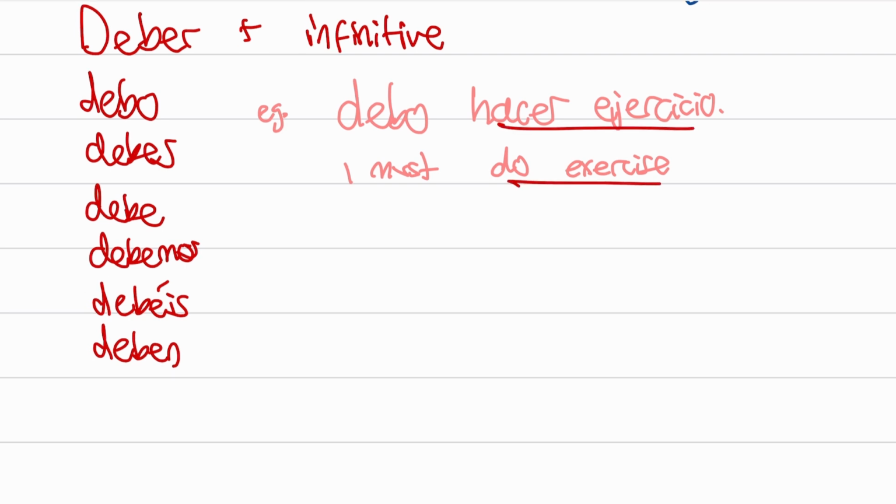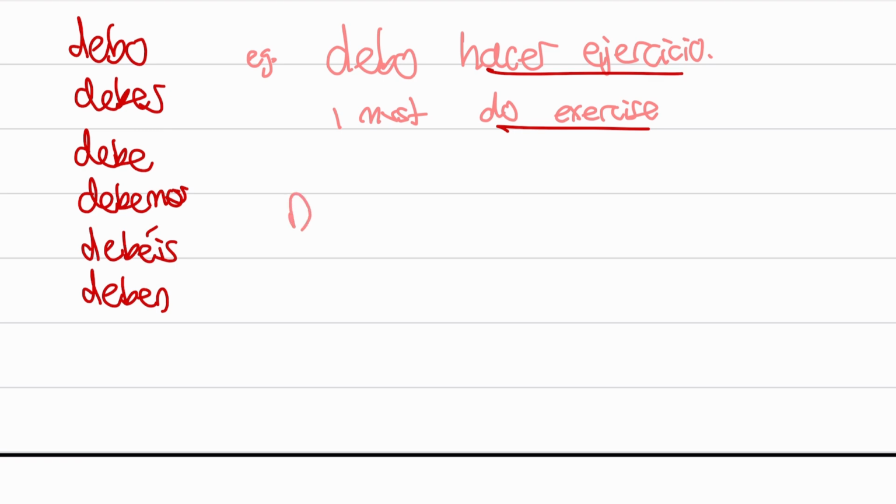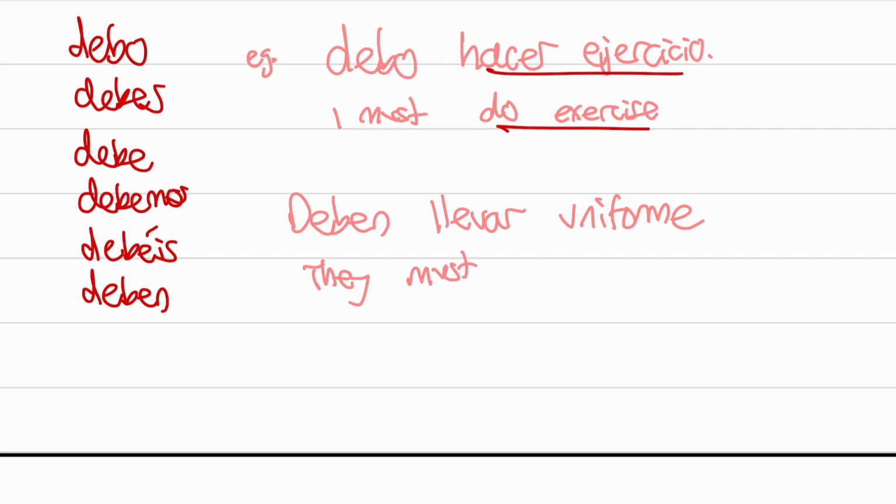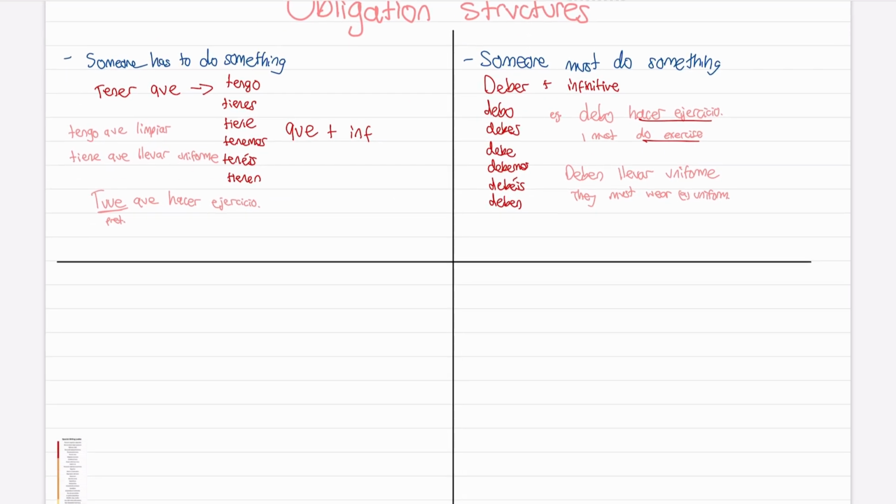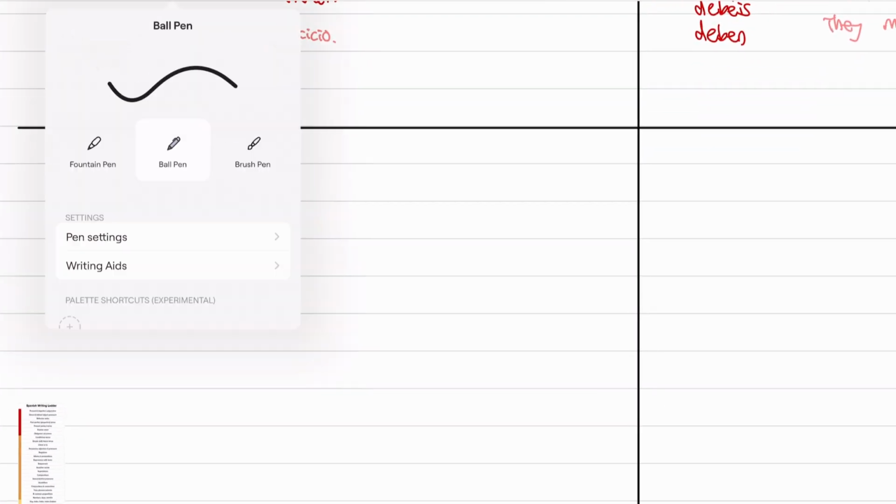Vale, I think this makes sense. Let's just do one more with deben. Deben llevar uniforme. Llevar uniforme. They must wear uniform, or wear a uniform. Okay? And that's it. So someone has to do something, someone must do something. Let's now talk about someone should do something.